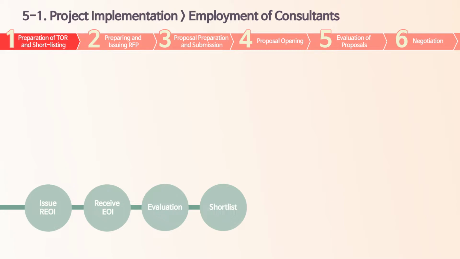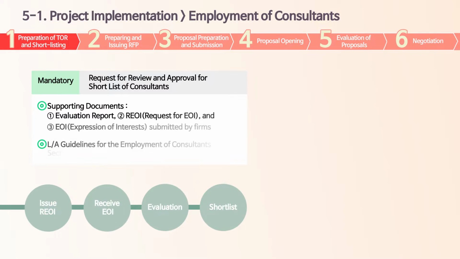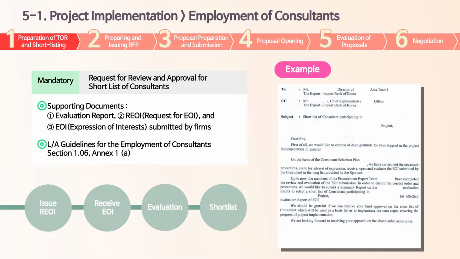Then, among the candidate consulting firms who have submitted the EOI, the PEA is supposed to select 3 to 5 consultants and form a short list based on your own evaluation criteria. The short list is subject to the review and approval by EDCF, so you are requested to send an official letter asking EDCF's approval, along with various supporting documents such as evaluation report, REOI, and EOI submitted by consulting firms. You may include any other relevant documents which are deemed necessary.